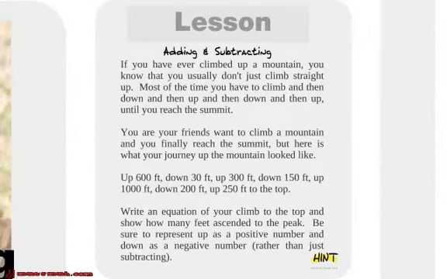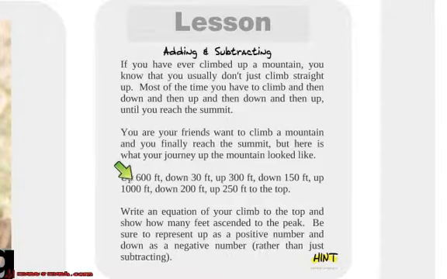If you've ever climbed up a mountain or if you've done rock climbing, usually you don't go straight up. Most of the time you have to climb up and then go down and then up and then down again and up again until you get to the summit. Well, here's what your path looked like when you climbed a mountain to get up to the summit. You climbed up 600 feet, down 30, up 300, down 150, and so forth. I want you to write an equation without subtraction that gives you the total number that you climbed. Okay? Use positive and negative numbers and addition rather than actually subtracting the numbers. Okay? What would you get?